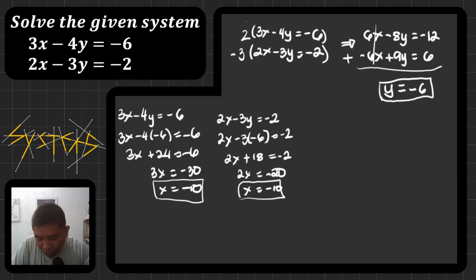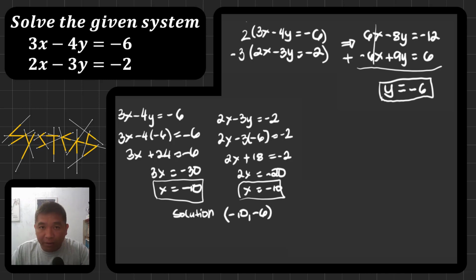Hence, our solution here is a point in the Cartesian plane, which is the intersection of the two lines from these two equations. You will have x, which is negative 10, and y, which is negative 6. So this is now the solution for this given linear system. Now, I will move further. If you don't want to hear this, you may stop the video.